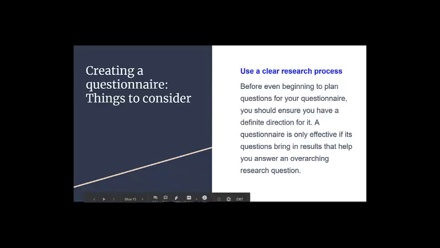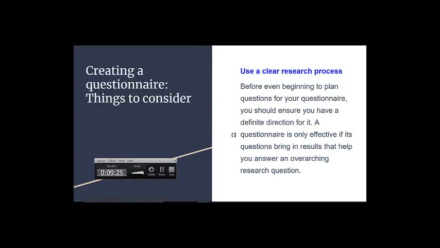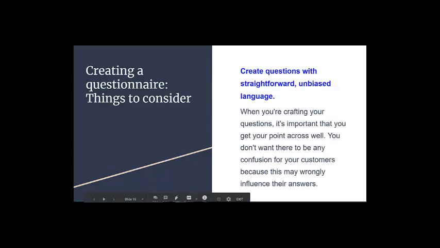Another good practice when creating questionnaires is to use a clear research process. Before even beginning to plan questions for your questionnaire, you should ensure you have a definite direction for it. A questionnaire is only effective if its questions bring in results that help you to answer an overarching research question. So let the research process be clear, and let the questions you seek to respond to with those questionnaires align perfectly.